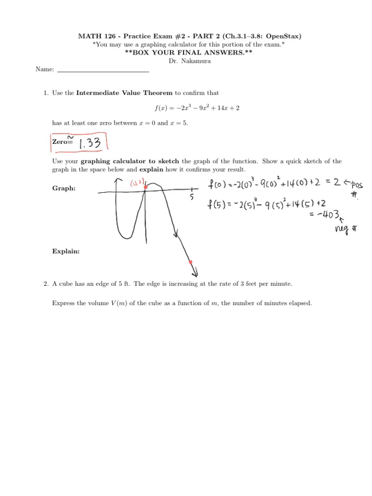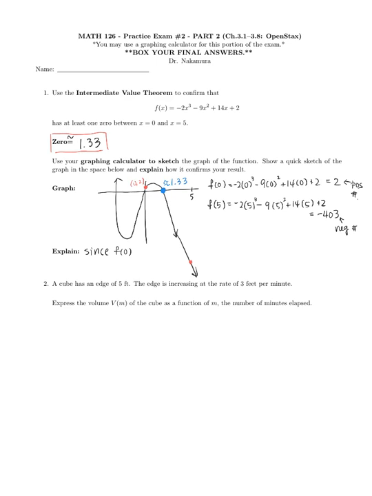Okay, so with that said, by the intermediate value theorem, the graph must cross the x-axis. And that would be the 0, which is what we estimated as 1.33.